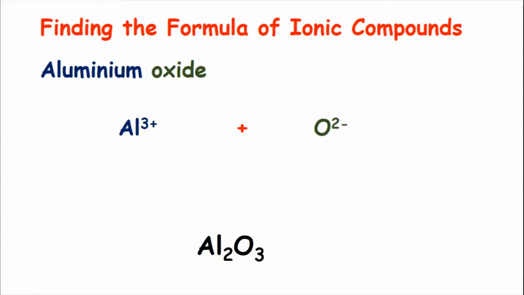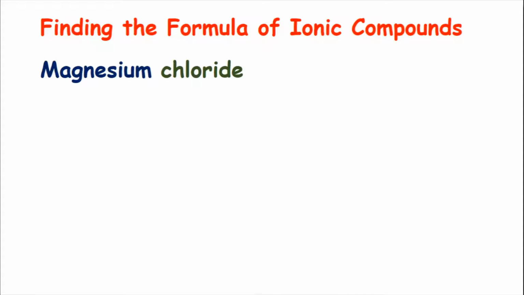We're going to look at another example. This time it is magnesium chloride. So again we're going to write the ions and their charges. The magnesium ion is Mg2+. We're going to leave a bit of space, put a plus, and then the chloride ion is Cl-. Again we're going to leave some space and put Mg and Cl. We're going to leave a little bit of space again for the number later if we need it.